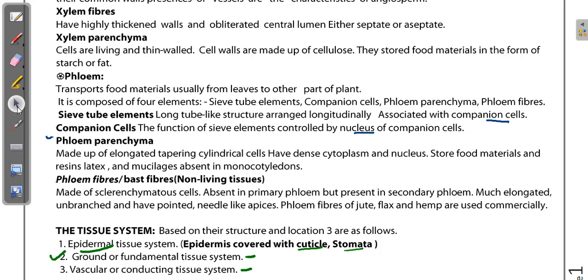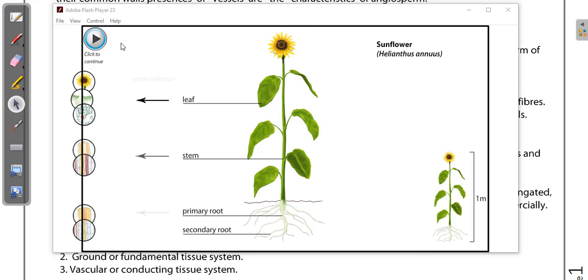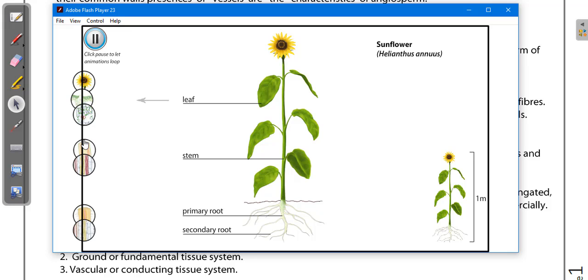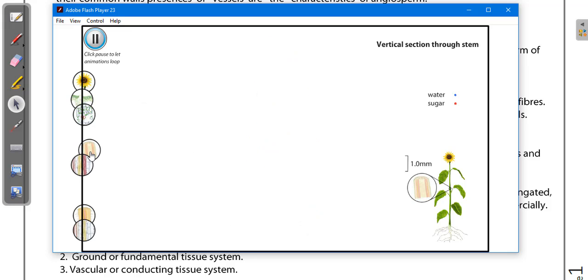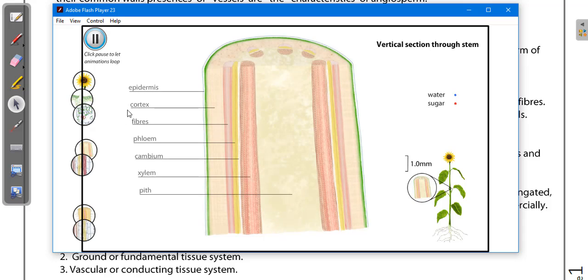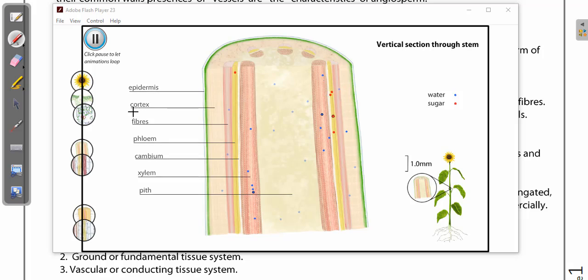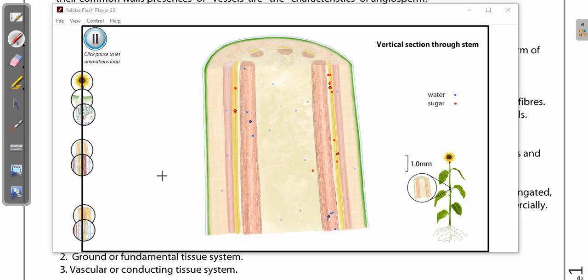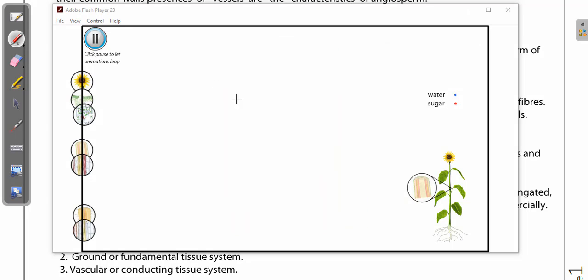Alright, so this is about the different tissues. As I promised, I'll show you some animation. Here we go. Click to continue, and we want to learn about the stem. You can see the terms here: the epidermis, cortex, fibers, phloem, cambium, xylem, and phloem. You can see the water and sugar molecule movement. The yellowish region refers to the cambium here.